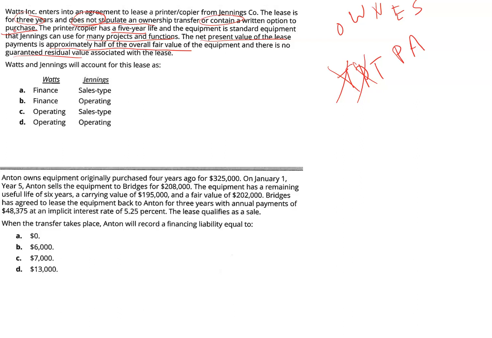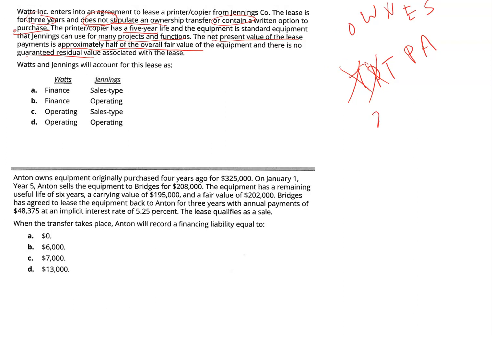So the total life is 5 and the lease term is 3. If you do 3 over 5, you will see it's only 60%. So it does not meet either, because the lease term should be 75% or more of the total life of the asset. Now, this is a regular standard type of equipment, so it's not a special type, and it's not like there is no alternate use. So the alternate use test does not meet either.